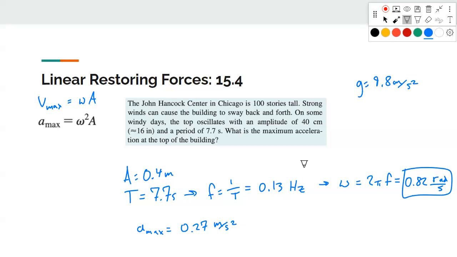We would hope that the top of our building isn't accelerating very much, even though it's moving quite a bit, right? 40 centimeters is quite a bit of motion. You would definitely feel that if you were standing at the top of that building, but the acceleration is pretty small. So we don't have to be too concerned in these conditions about the building collapsing or something. Okay.